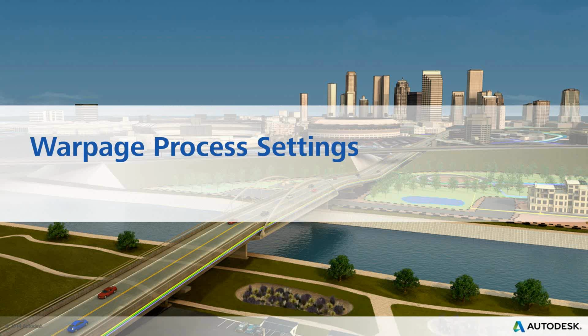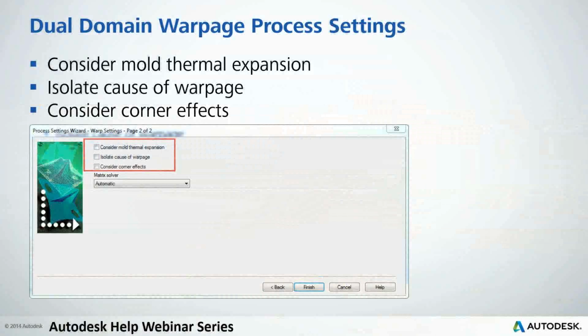So again, I'll begin today by discussing the different warpage process settings and inputs available to you depending on your molding process and the mesh type you have chosen. So the first mesh type I would like to discuss is dual domain. For each of the mesh types, page 2 of the process setting wizards is where you can modify the warp process settings. Of the 3 mesh types, I'd have to say dual domain has the least amount of user selection input options available to you.